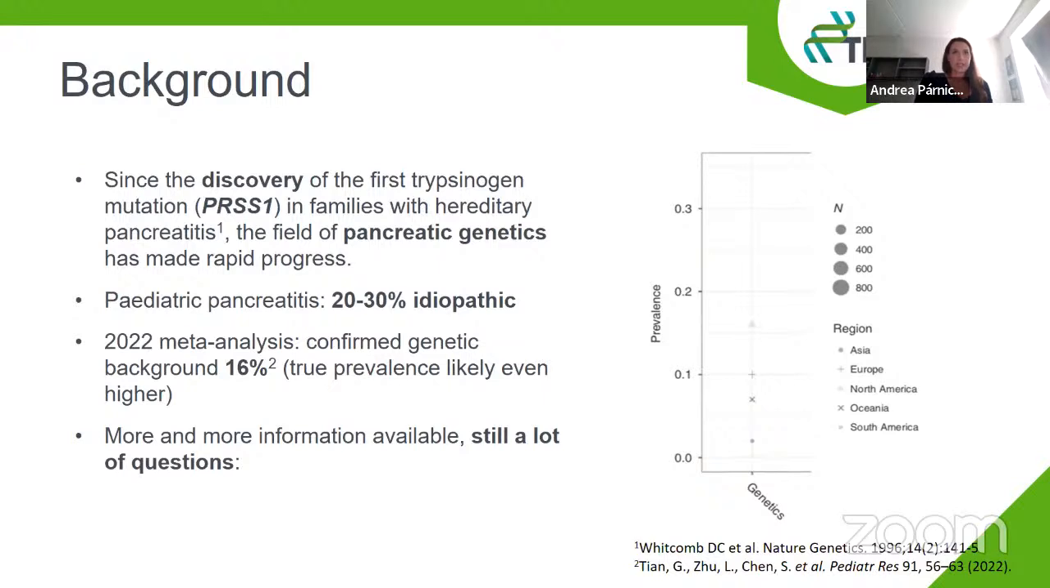A recent meta-analysis found that 16% of pediatric pancreatitis has a confirmed genetic background. The true prevalence of predisposing genetic alterations is likely considerably higher, since most included studies did not stick to a rigorous genetic testing regime. Thanks to the remarkable scientific effort and the growing body of literature, more and more information is becoming available, but there are still many questions that need to be answered.